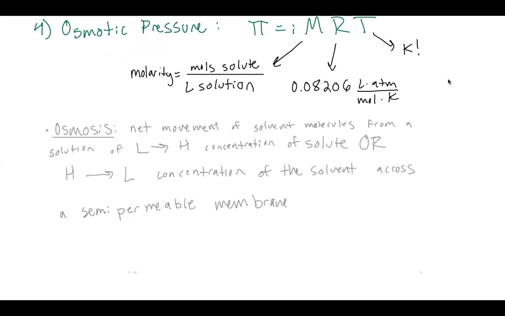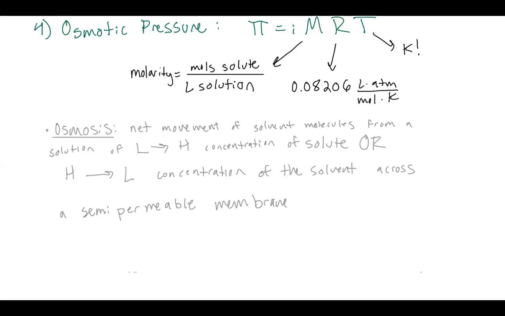Okay, definition time. Osmosis is the net movement of solvent molecules from a solution of low to high concentration of solute, or high to low concentration of solvent, across a semi-permeable membrane. Okay, that was a lot. So let's kind of explain it.